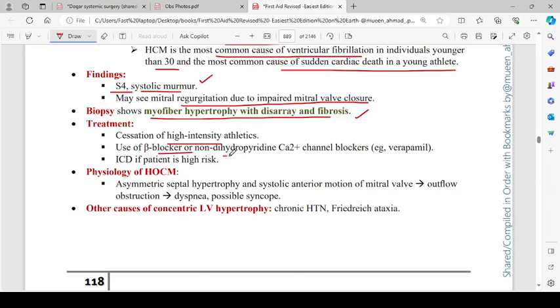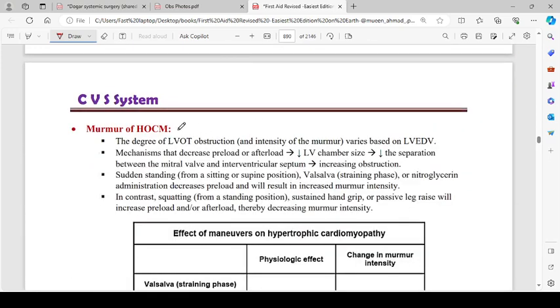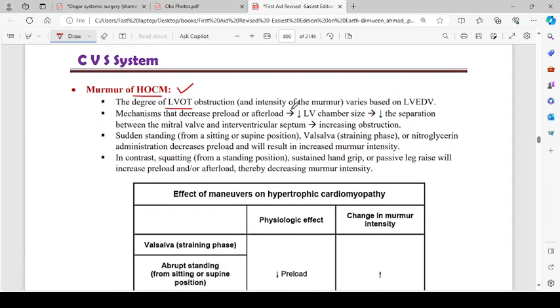Treatment includes beta blockers or non-dihydropyridine calcium channel blockers, for example verapamil, and an intracardiac defibrillator if the patient is high risk. Physiology of hypertrophic obstructive cardiomyopathy: asymmetric septal hypertrophy and systolic anterior motion of the mitral valve will lead to outflow obstruction, dyspnea, and possible syncope. Other causes of concentric left ventricular hypertrophy are chronic hypertension and Friedreich ataxia. What is the murmur of HOCM, or hypertrophic obstructive cardiomyopathy? The degree of left ventricular outflow tract obstruction and intensity of the murmur varies based on the left ventricular and the diastolic volume.